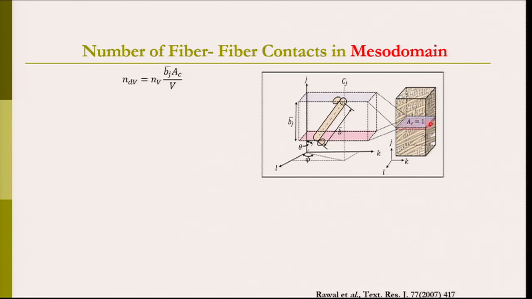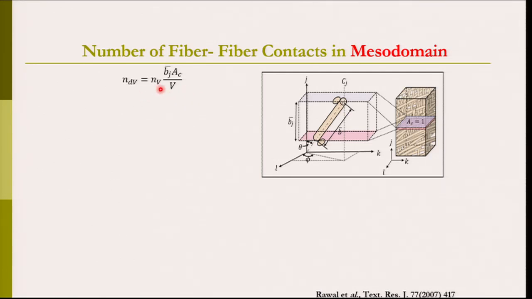So, this mesodomain has a unit cross sectional area, as you can see, and it has a thickness Bj bar, which is the mean distance between the 2 successive contacts projected on a z axis or on the thickness direction in this case. If we are supposed to calculate the number of fiber to fiber contacts in this mesodomain volume dV, then we have to make use of continuum approach. So, in this case number of fiber to fiber contacts is proportional to the volume of the system.